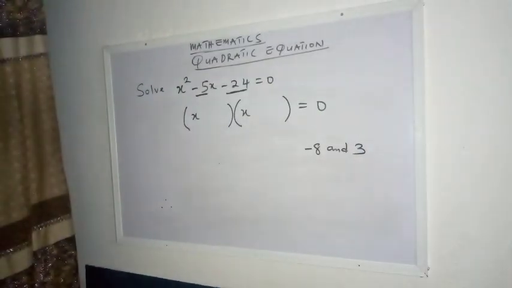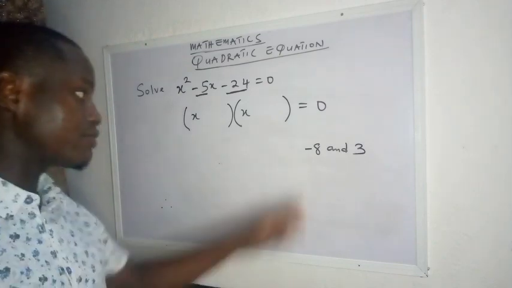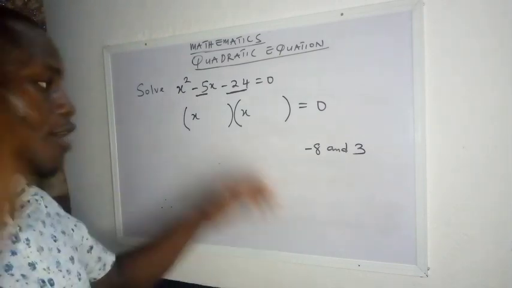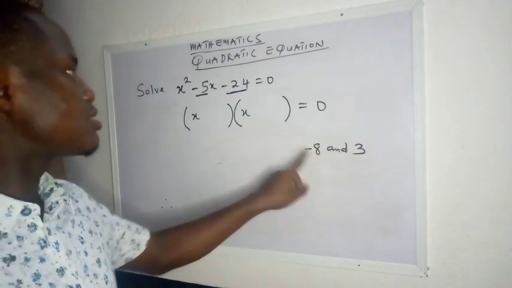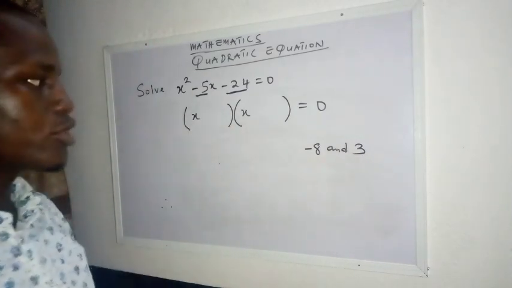Minus 8 and 3. You have to think so that you get these factors. You have to think. I don't want to waste your time. You have to think so that you get these what? Factors. Now, why are these two numbers satisfying the conditions?